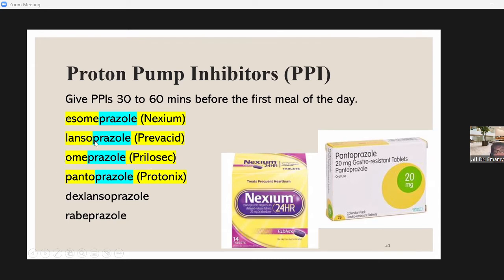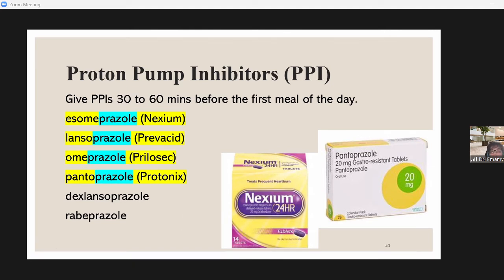So pantoprazole, esomeprazole, lansoprazole, they are all proton pump inhibitors. What is the best treatment for, or for prevention of, peptic ulcer and stress ulcer? Proton pump inhibitors like pantoprazole. You give after any major surgery. Nowadays, you give pantoprazole or lansoprazole to patients to prevent stress ulcer.